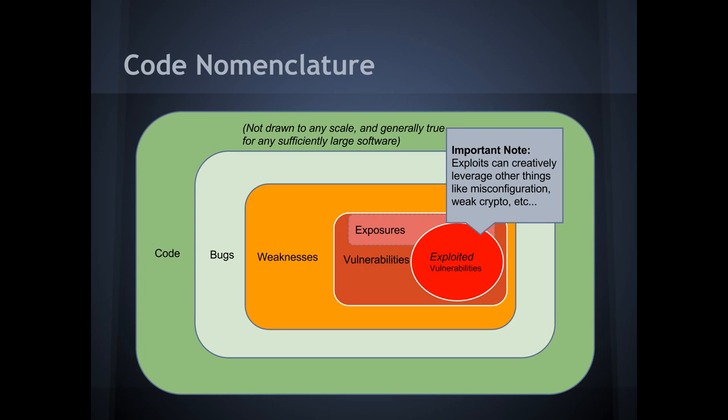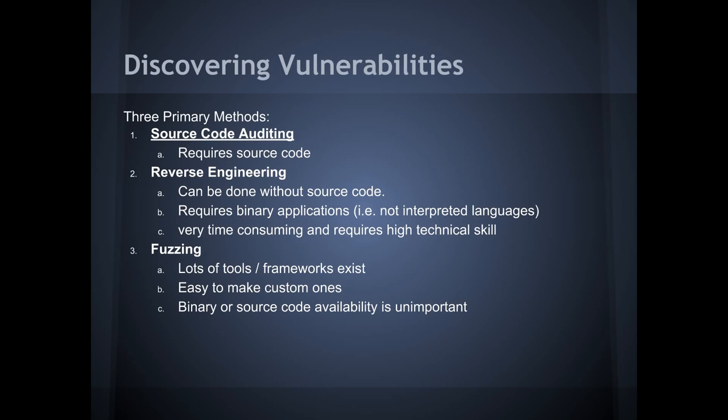And it's really important to note that exploits can creatively leverage other things like misconfiguration, weak crypto, side channel attacks, etc. Which leads us to the three main methods that we're going to cover in this course for discovering vulnerabilities. The topic of today's lecture is source code auditing. In 2 weeks, well, under that, we'll have a workshop on reverse engineering. It'll be very hands-on. And then after that, we'll cover fuzzing.